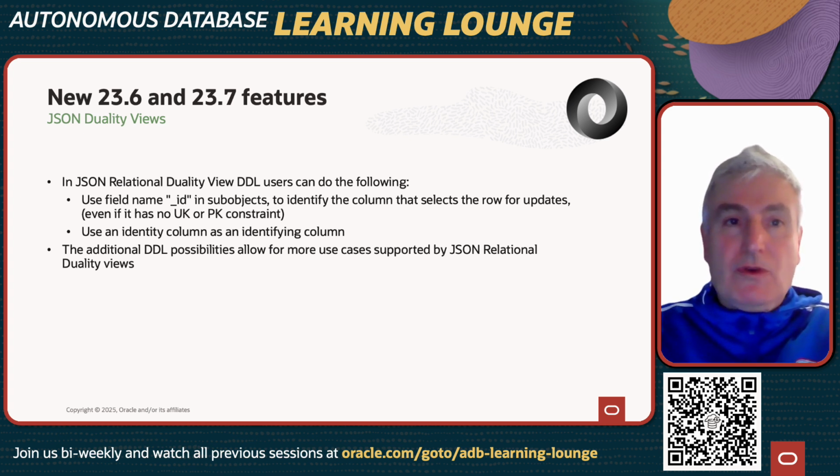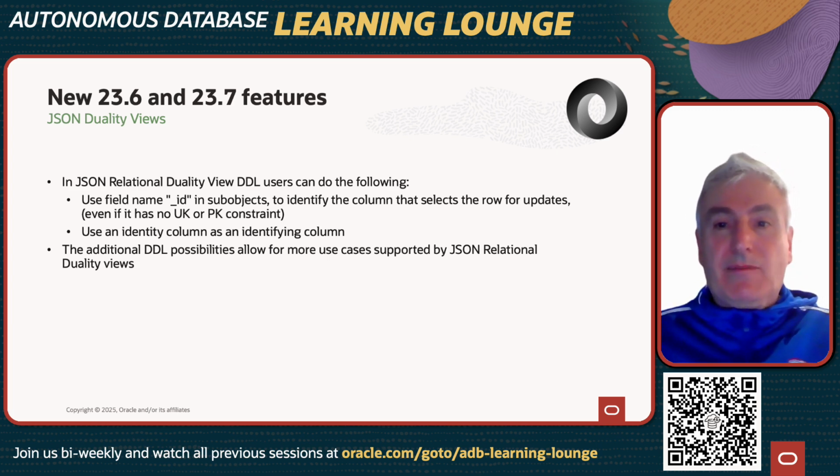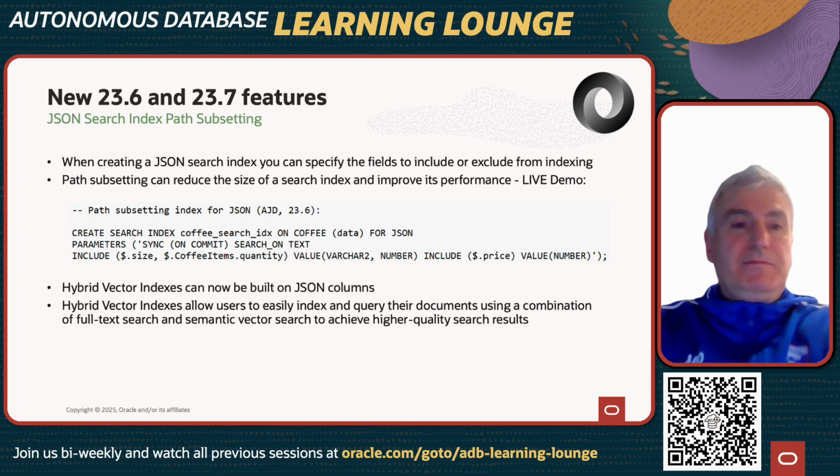Until then, until 23.6, it was a requirement that there is a primary key or unique key constraint on the column, and you can use an identity column as an identifying column. That, of course, brings us more use cases supported by JSON relational duality views.